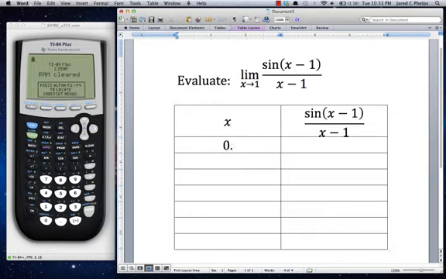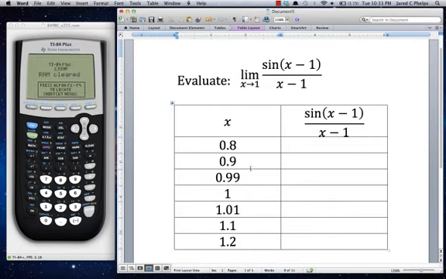I'm going to go with 0.8, and then 0.9, and then 0.99, and then 1. And then from the other side, maybe we'd have 1.2 and 1.1 and 1.01. Whenever I do this, I set it up so that I start a little bit far away and I get closer, and then I get really close, and then I actually try the number itself to see what's going to happen. Okay? So as I read down the table, I'm approaching 1 from the left. As I read up the table, I'm approaching 1 from the right.